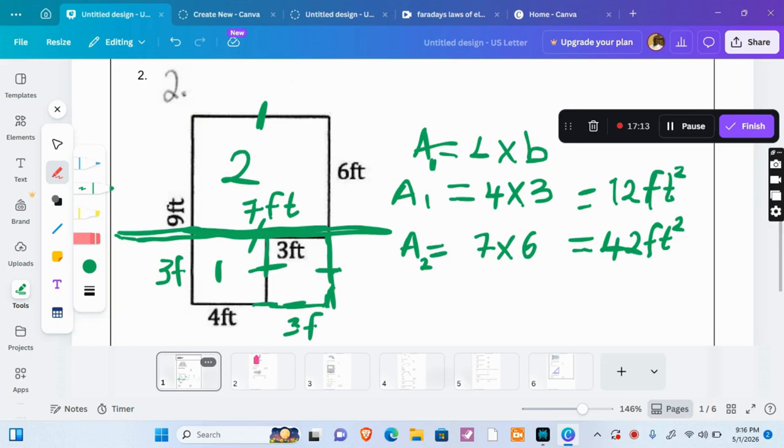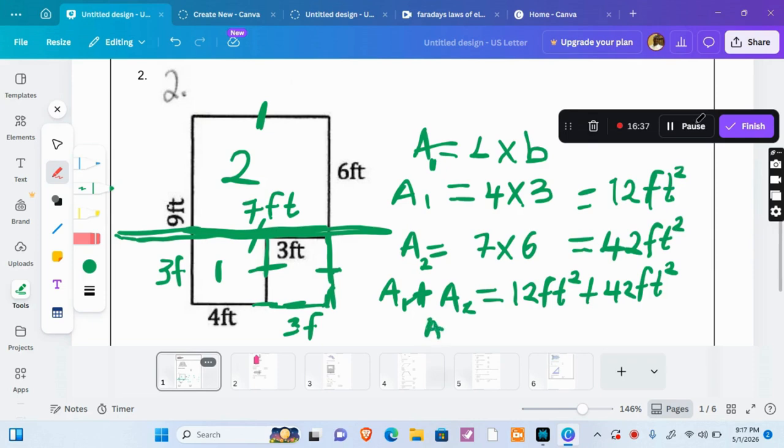So at the end, the area of the whole shape is the sum of the area of rectangle 1 and that of rectangle 2. So we're adding rectangle 1 plus rectangle 2. So that's 12 feet squared plus 42 feet squared. And 12 plus 42 should give us 54. So the area of the whole shape now is 54 feet squared.